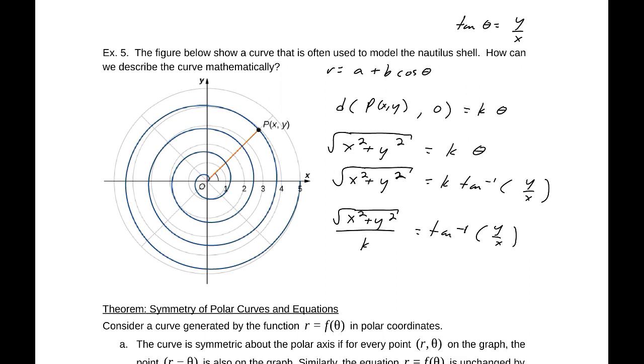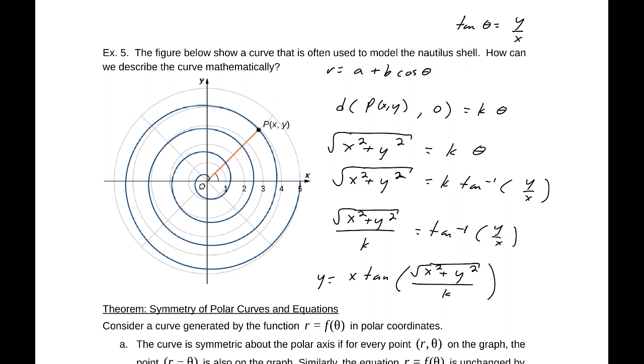Taking the tangent and then multiplying by x, we could get y equals x tangent of the square root of x squared plus y squared divided by k. However, we cannot get x or y alone. So this actually has a general name of the Archimedean Spiral. And it doesn't just model the nautilus shell, but it actually can model lots of other things in nature.